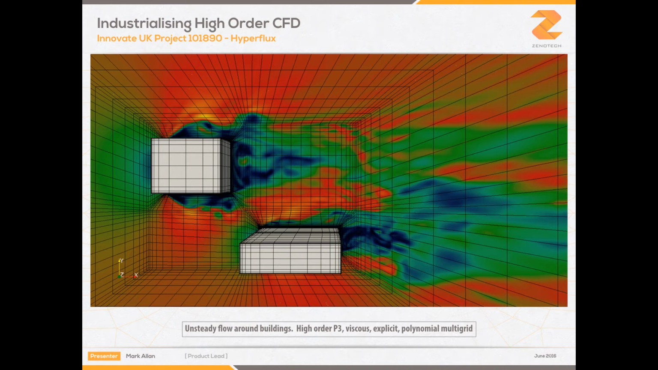We've also applied the high order solver to more complex test cases. So here we have the unsteady flow around some buildings. This was again run with the high order solver with cubic polynomials within the cells, and it was a viscous flow solution using the explicit solver with polynomial multigrid convergence acceleration.